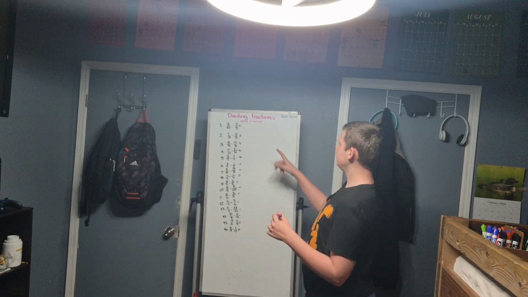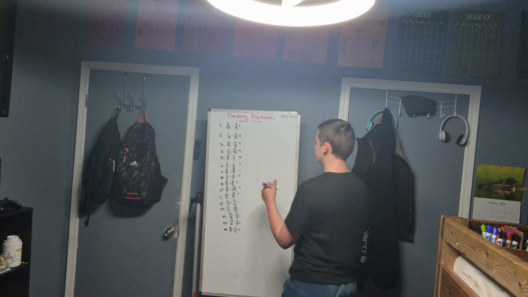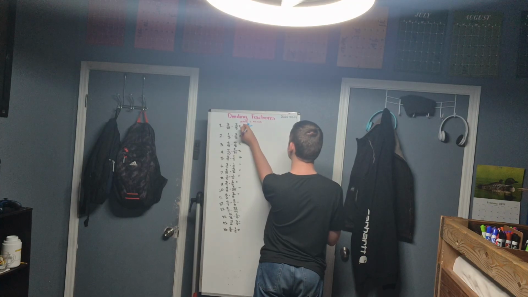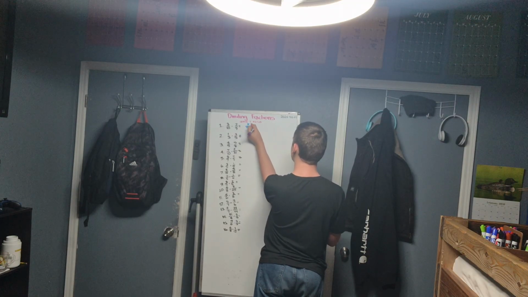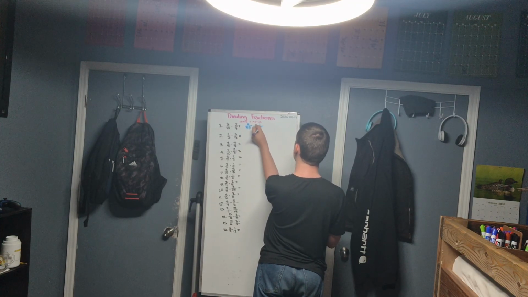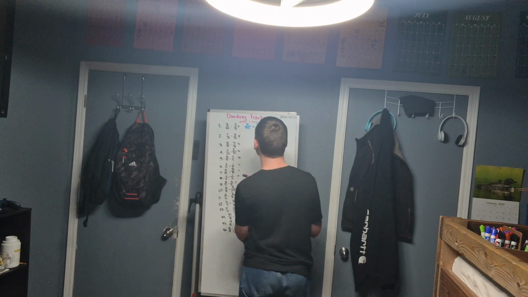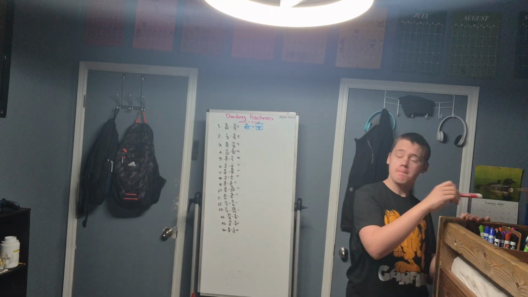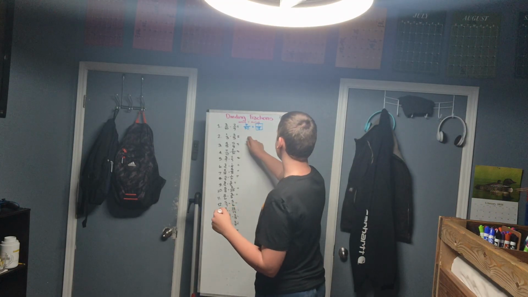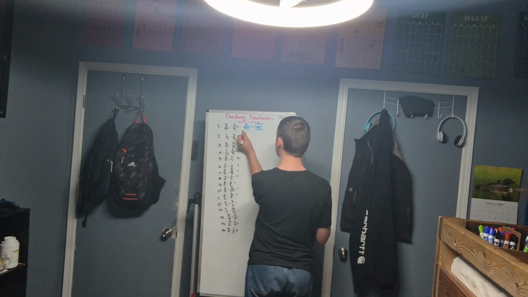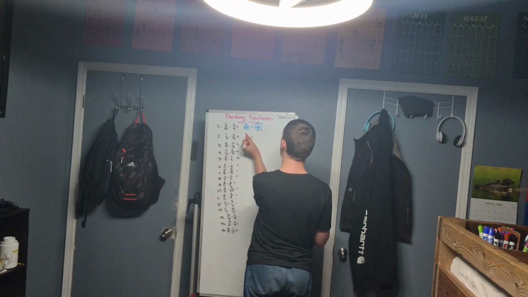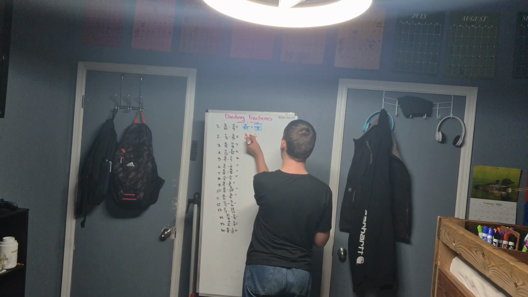So 3/10 times 2 over 9. So that will equal 6 over 90, which is equal to 1 over 15. Number 2, 1/3 times 3 over 5. So that's 3 over 15, which is 1 over 5.